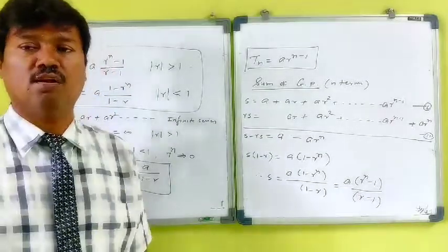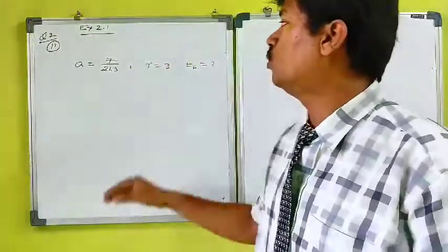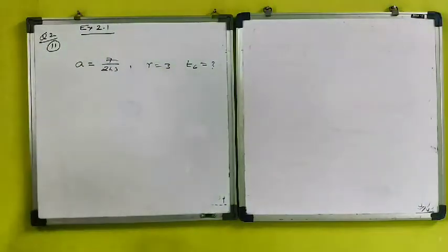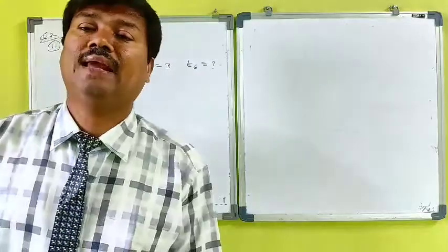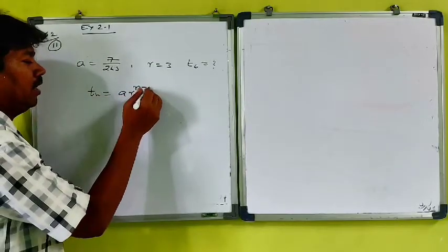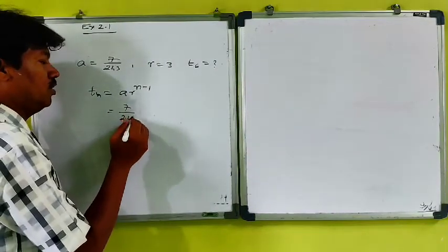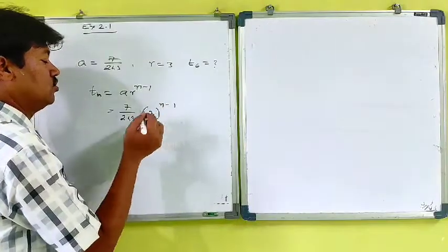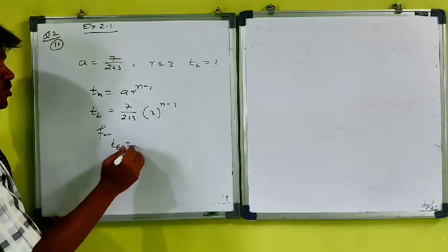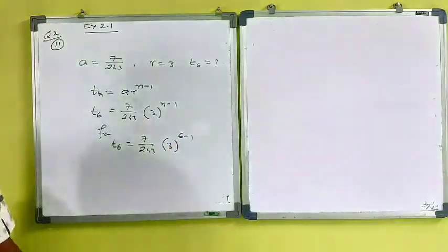And then based on this, we will start a few sums. Now the actual sum, exercise 2.1, question number 2. What is given here? A is given as 7 upon 243, R is equal to 3. What is T6? So T6 you have to calculate. We easily find Tn first. Tn is the formula AR raised to n minus 1 for the geometric progression. So here A is 7 upon 243, and R is given as 3. So this is the formula for Tn. For T6, put n equal to 6 in this, so it becomes 7 upon 243, 3 raised to 6 minus 1, that is 3 raised to 5.